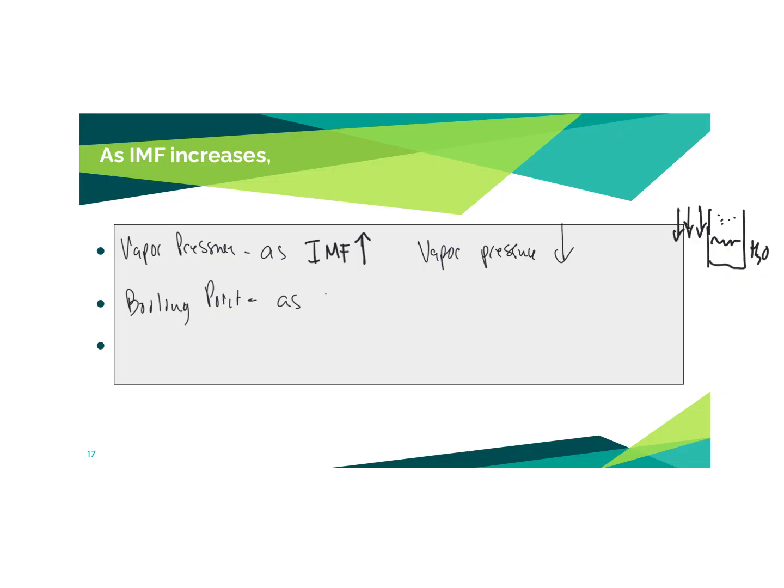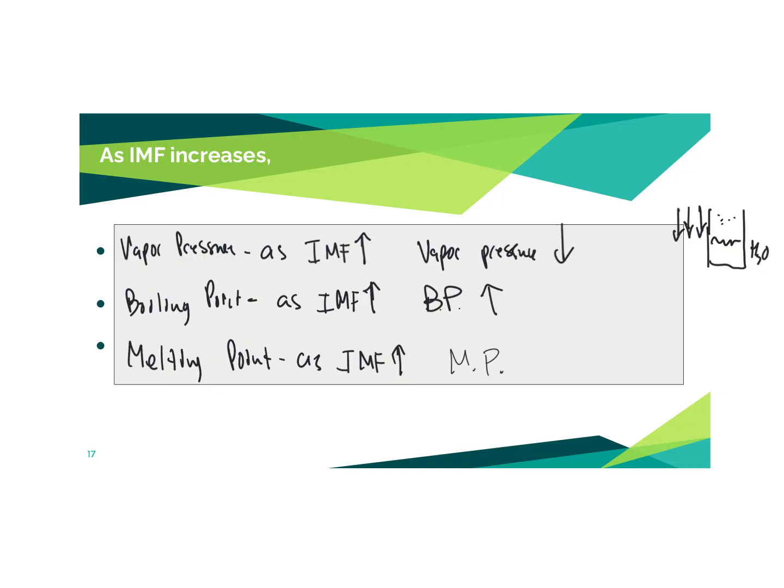For boiling point, as IMFs increase, boiling point, or BP, will also increase. Melting point, as IMFs increase, your melting point will also increase. We'll go over a little bit of practice in class, but for now, that's it.